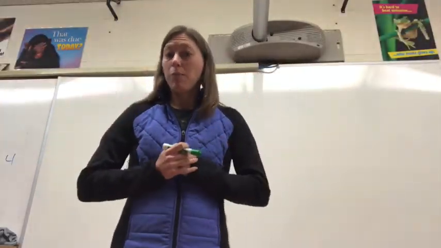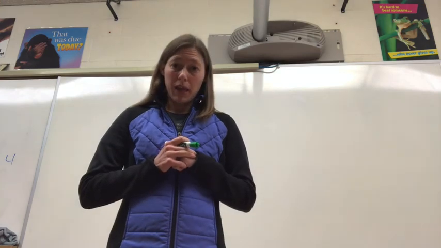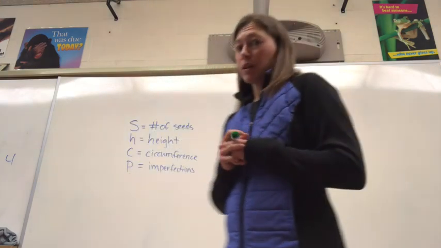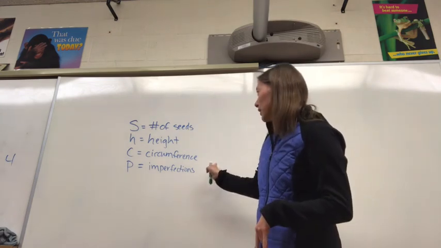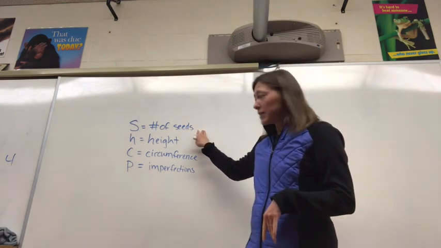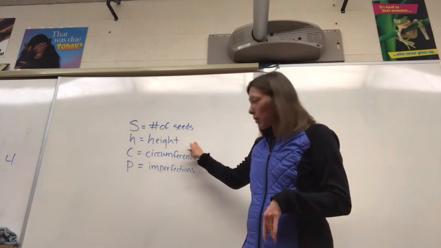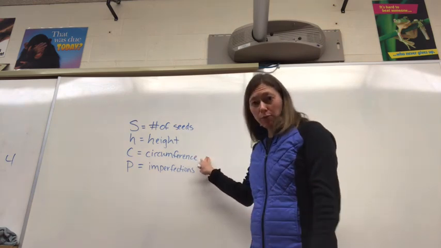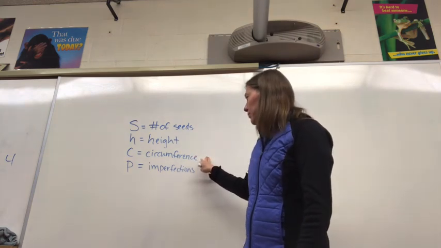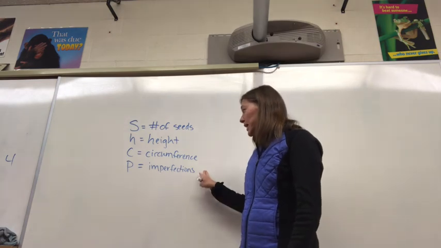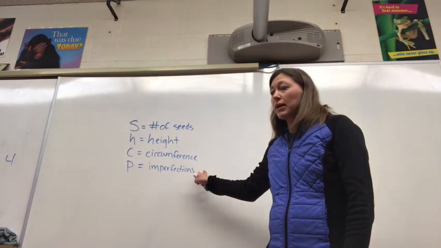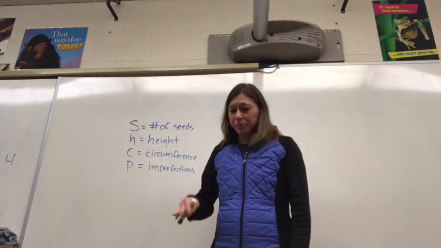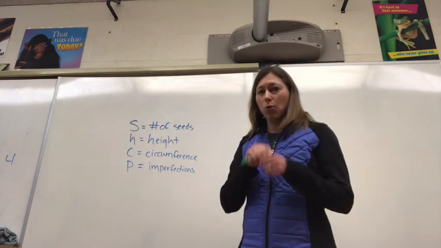To figure out how many seeds are in my pumpkin, you have to look at these variables that are defined first. S stands for the number of seeds, H is the height of the pumpkin, C is the circumference of the pumpkin, and P stands for the imperfections that are in the pumpkin. So like if there's a scratch on the pumpkin or a little hole or something.